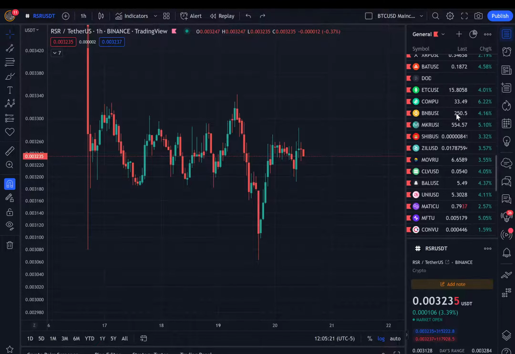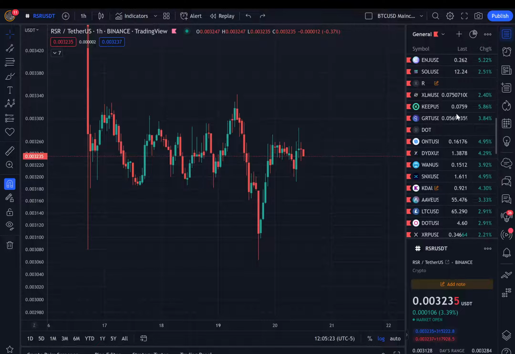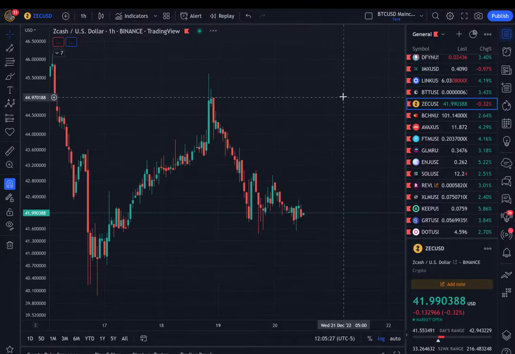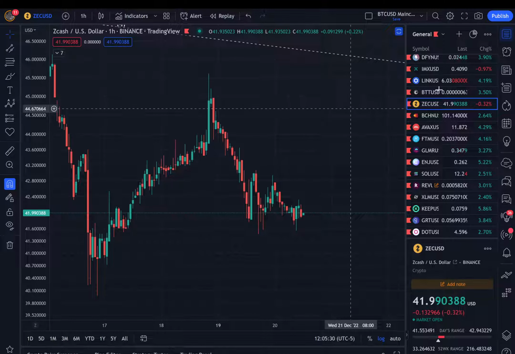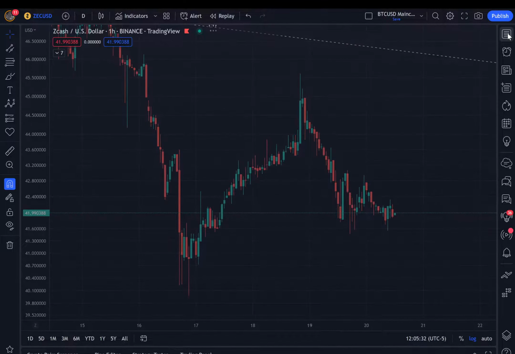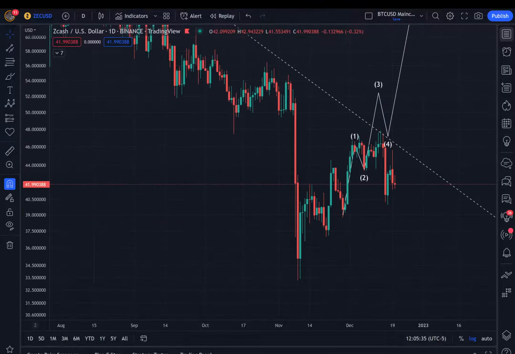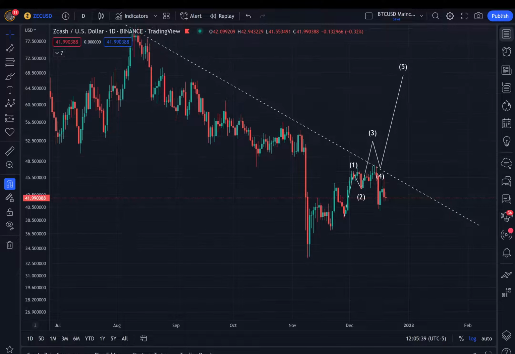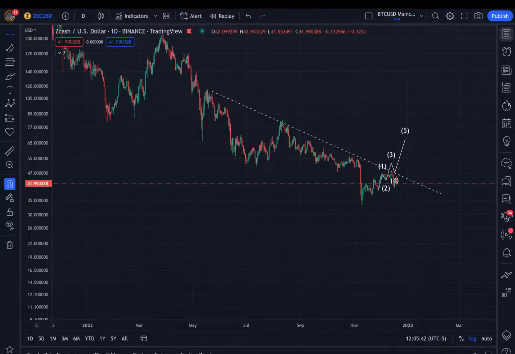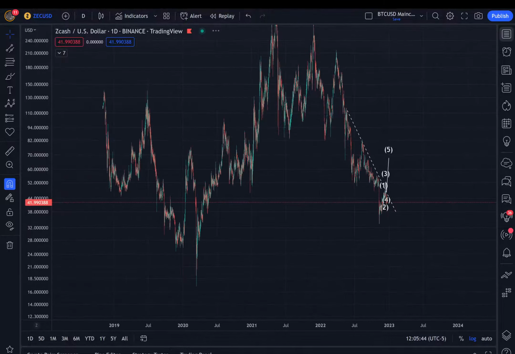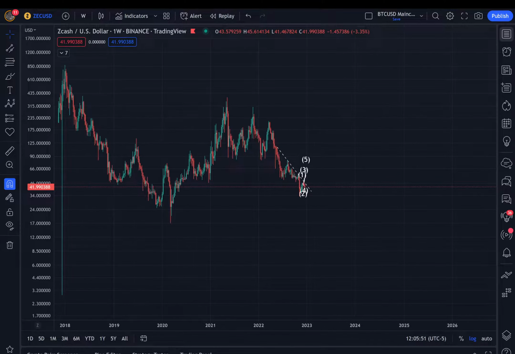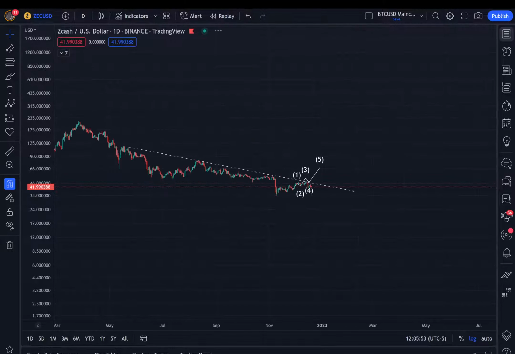We talked about everything. Okay, so Zcash. As always, you start on the higher time frames. Okay, looks like we've done something here. First thing that jumps out at me, just out of experience. Actually, let's just look at this. Let's not jump to any conclusions. Okay, all right. Now let's go back down to the daily.